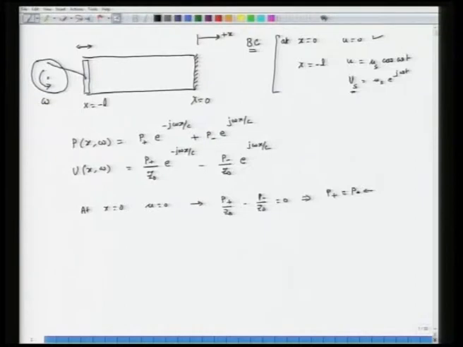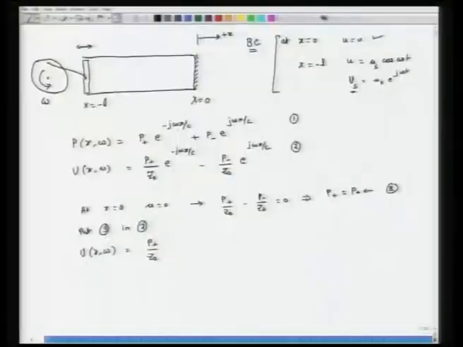Now, I use this relationship. So, let us number our equations 1, 2 and 3, and if I put 3 in 2, I get u of x and omega equals P plus over Z naught, and because P plus equals P minus, I replace P minus by P plus, and since it is a common term, I take it out of parenthesis and I get e to the minus j omega x over c minus e to the j omega x over c.